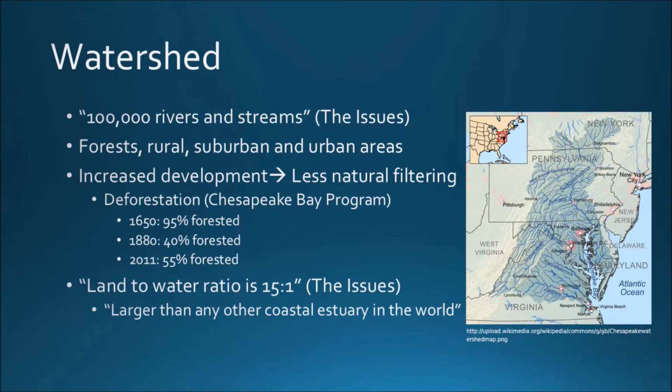One significant change that has occurred in this region over the past few centuries is deforestation. Back in the mid-17th century, 95% of the watershed was covered by forests. Now that number has been reduced to roughly 55%.